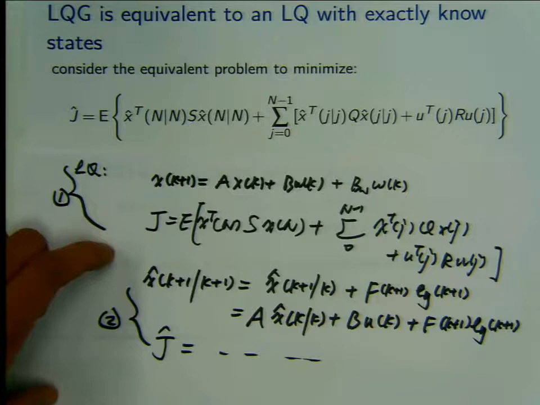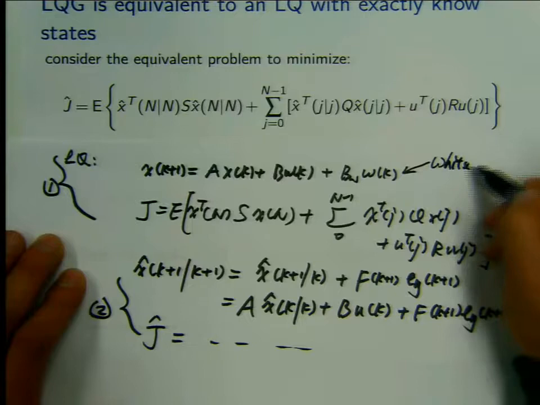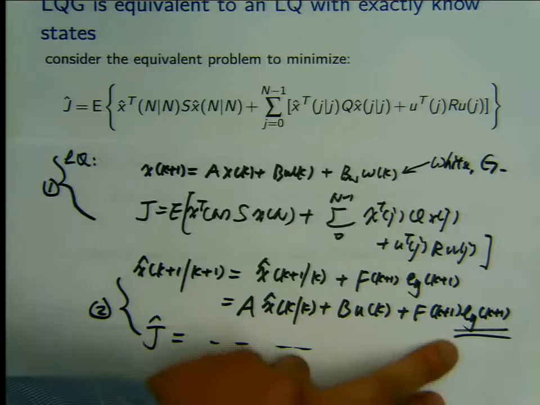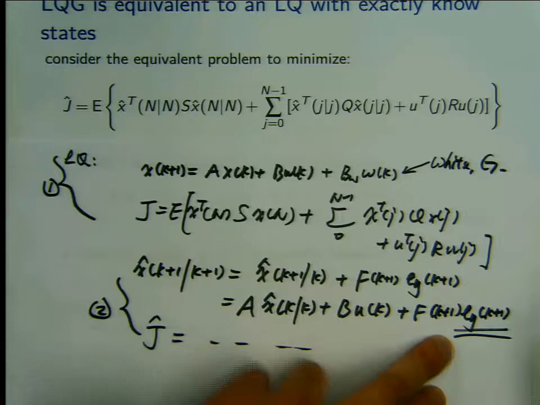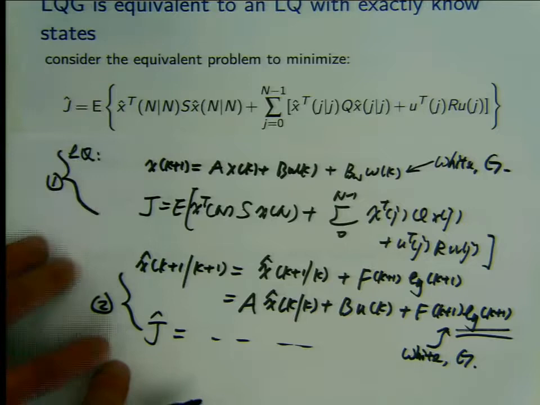Now there's one more very central observation here. In the LQ problem with noise, the assumption is W K has to be white Gaussian. What about this thing here? White Gaussian. From the Kalman filter we know this is also white Gaussian. So that means the structure of the solution will be exactly the same for these two problems.